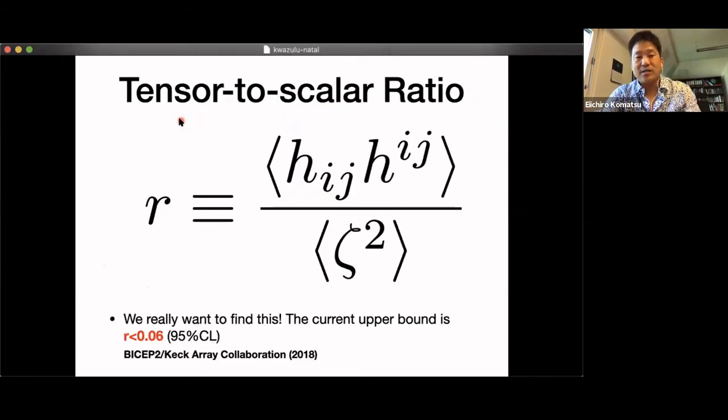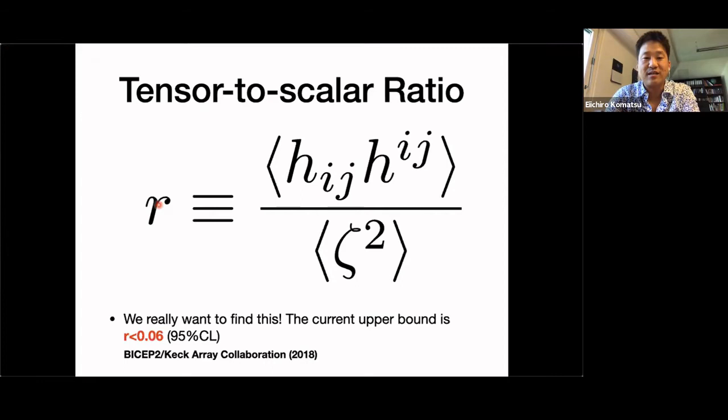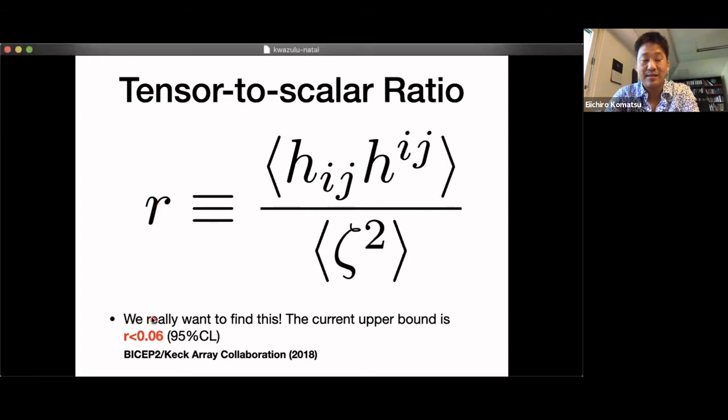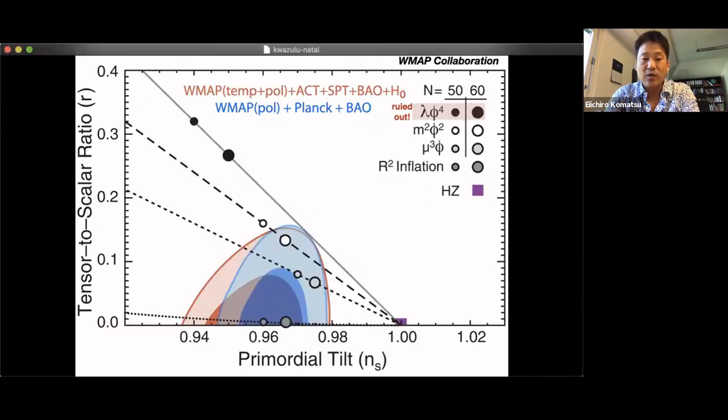So let me define the so-called tensor to scalar ratio. You have this variance of the gravitational wave divided by the variance of the density fluctuation. If this ratio is not 0, we say, aha, we detected the gravitational wave. But so far, we haven't seen it yet. Current upper bound is 6%.